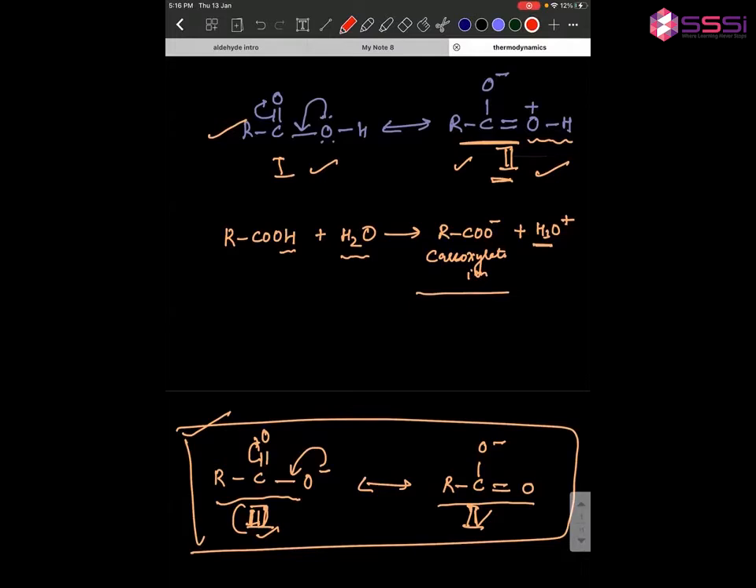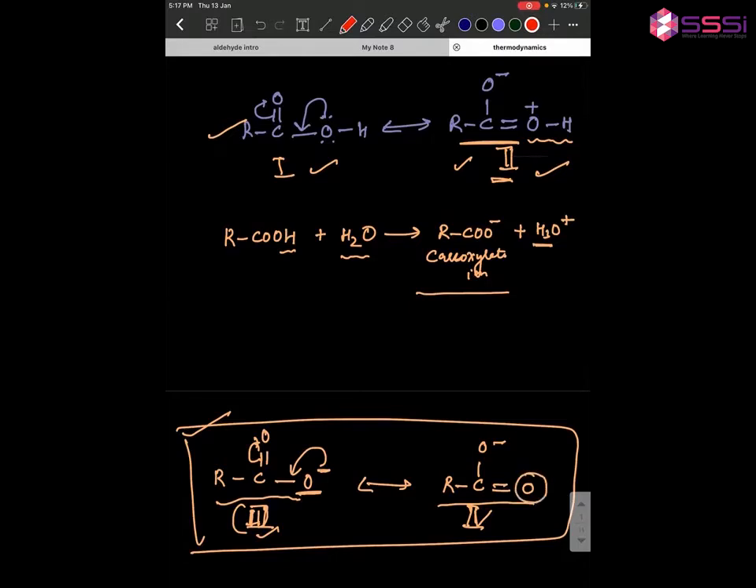Okay, and in the fourth structure there is only a negative charge, because this oxygen had a negative charge, so it donated the electron, so it would acquire a positive charge. It already had a negative one, so the cancellation of charge has occurred, because of which this oxygen has no charge on it.